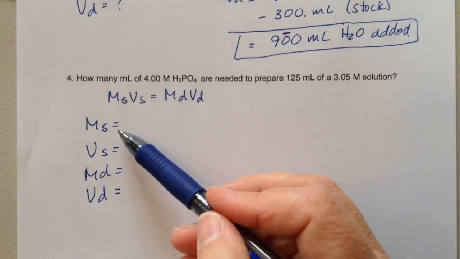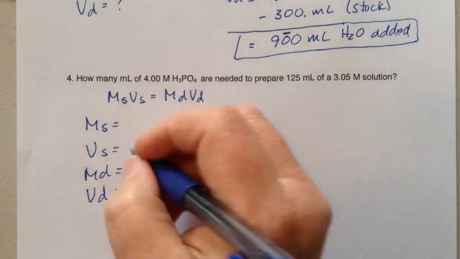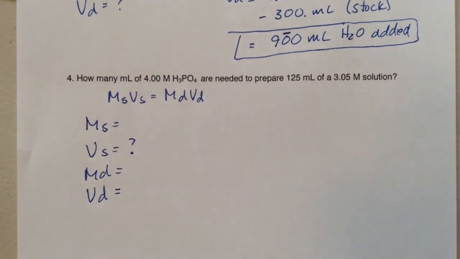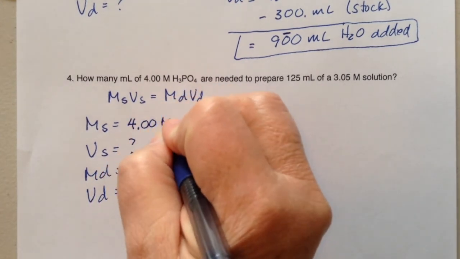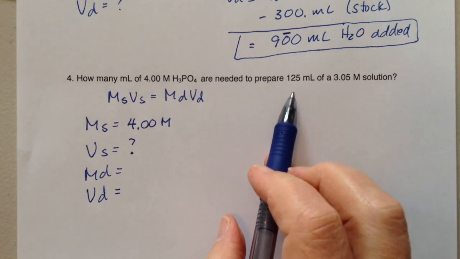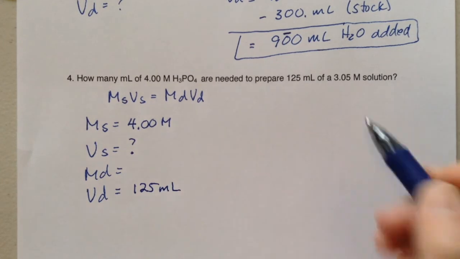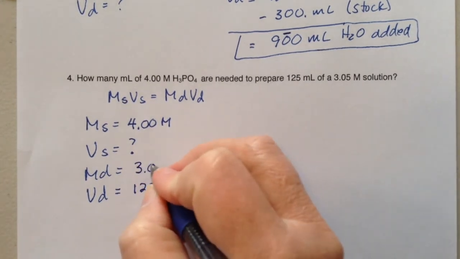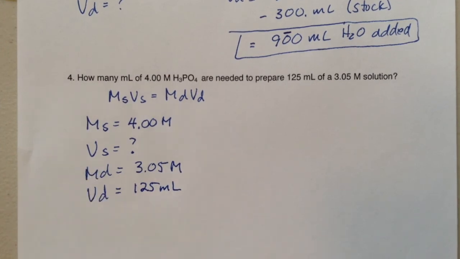All right, so we're starting out. We're looking for how many milliliters of this solution. So we're looking for the volume of the stock solution. And we know the stock solution is 4.00 molar. And we want to make, for the diluted stuff, we want the volume to be 125 milliliters. And we want it to be 3.05 molar. So now it looks easy. Just solve for VS, and you don't even have to do any fancy stuff with water at the end.